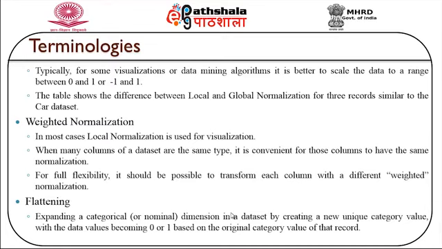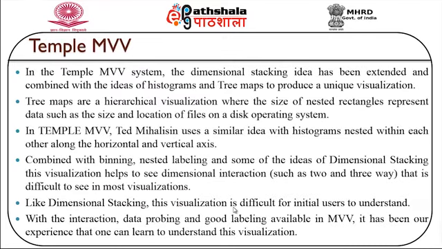Next one is weighted normalization. In most cases, local normalization is used for visualization. When many columns of the dataset are of the same type, it is convenient for those columns to have the same normalization. For full flexibility, it should be possible to transform each column with a different weighted normalization. Flattening. Expanding a categorical dimension in a dataset by creating a new unique category value, with the data values becoming 0 or 1 based on the original category value of that record.